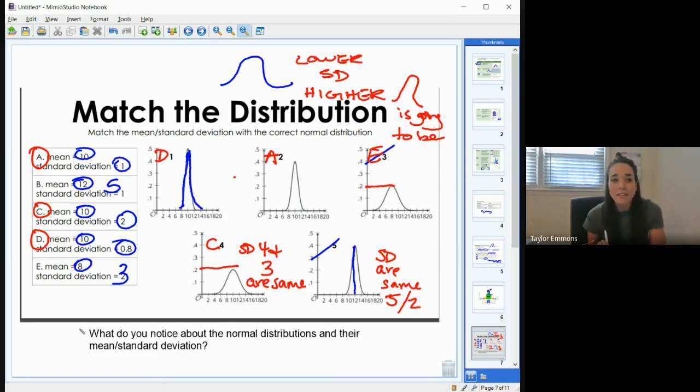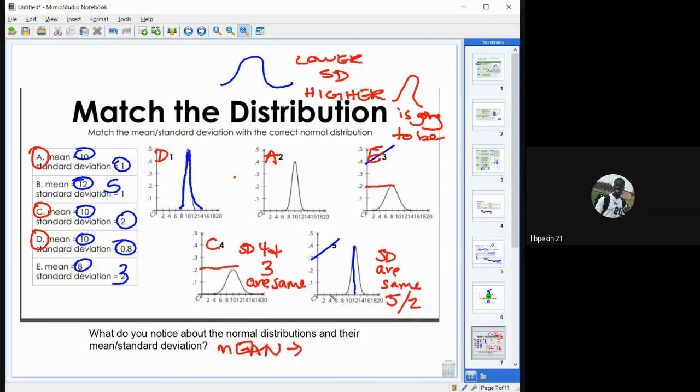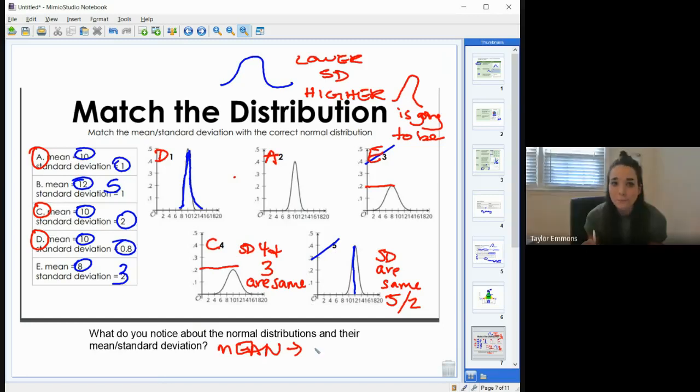All right. So that last question down at the bottom was, what do you notice about the normal distributions and their mean and standard deviation? So if you were to summarize this page from what you learned, what would you tell me? What about the mean? Where was the mean located? The mean is located in the middle. Okay. So it's in the middle of the bell curve, right? Okay, so that's what you would write. And then what about the standard deviations? What do we know about those?